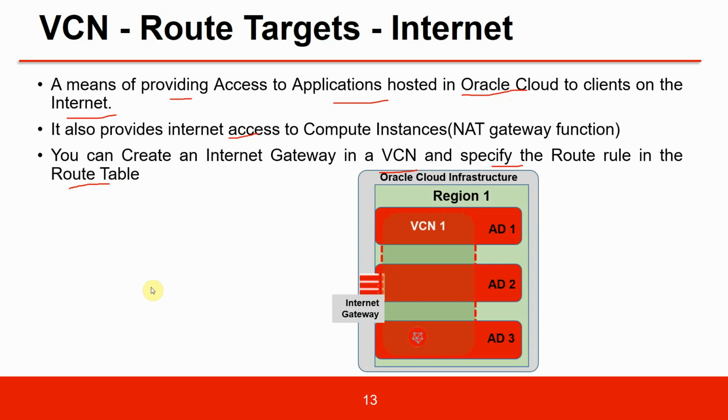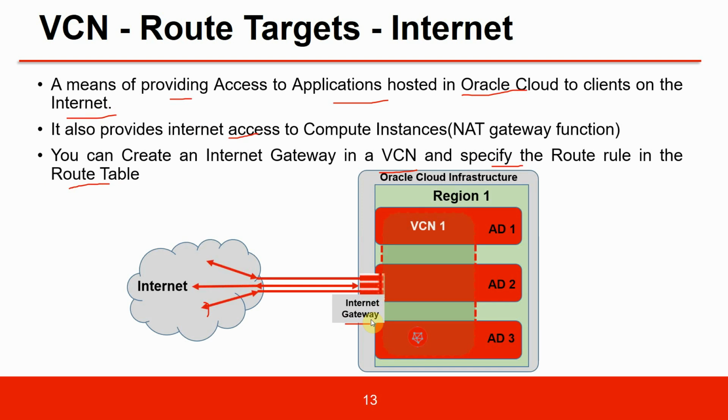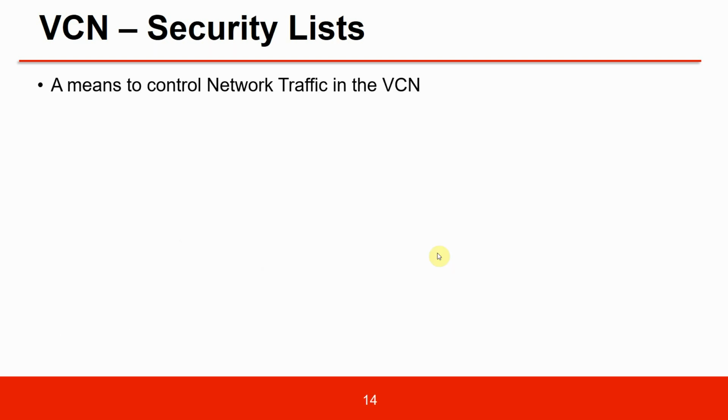Similar concept, the only difference here is we are creating an internet gateway, and if we have internet, then it is a two-sided arrow, meaning traffic can go from the VCN to the internet and from the internet to the VCN, thereby reaching the instance inside the VCN. That is an example of an internet route target.